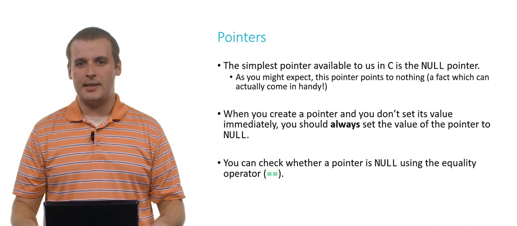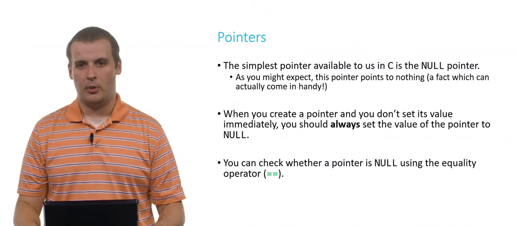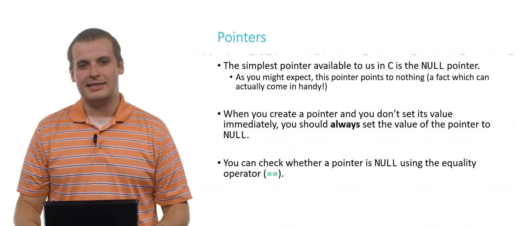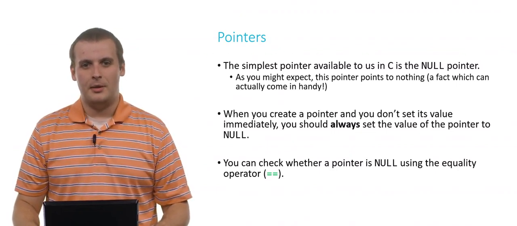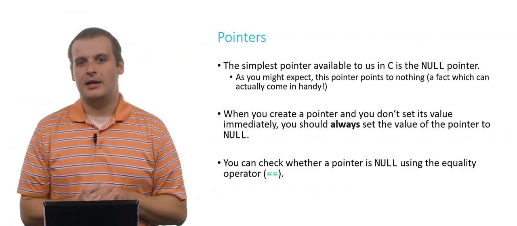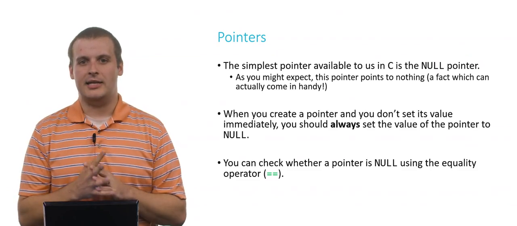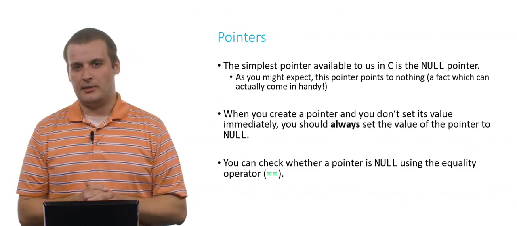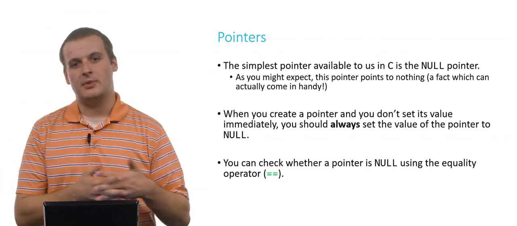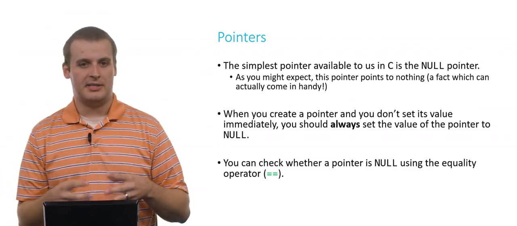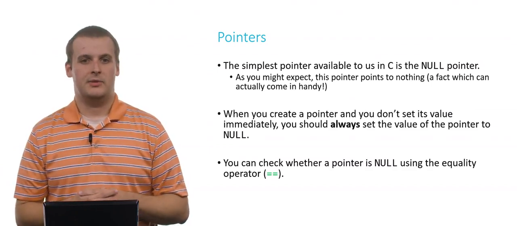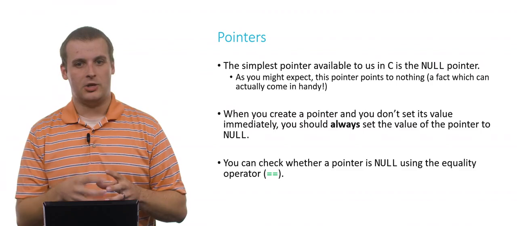So there's a very simple pointer in C called the null pointer. The null pointer points to nothing. This probably seems like it's not a very useful thing, but as we'll see a little later on, the fact that this null pointer exists really can come in handy. And whenever you create a pointer and you don't set its value immediately, an example of setting its value immediately would be a couple slides back where I said pk equals ampersand k. pk gets k's address, as we'll see what that means. We'll see how to code that shortly.